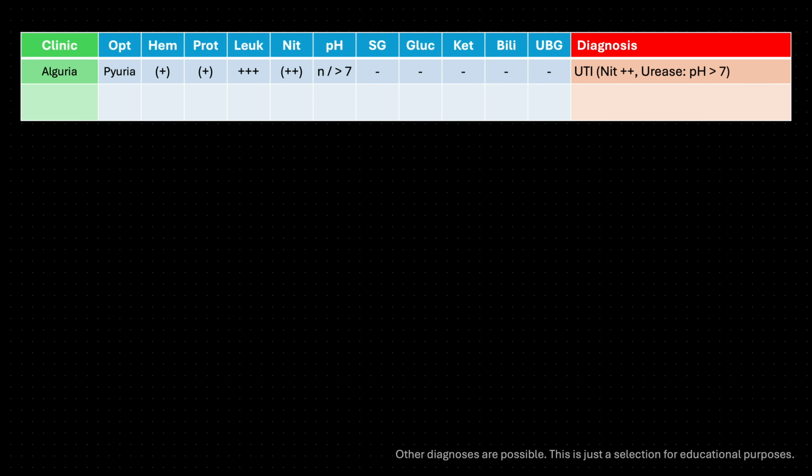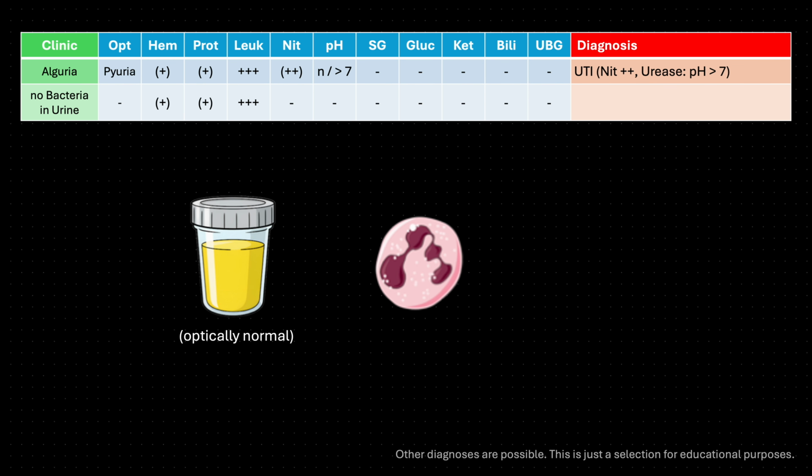Alright, here's the next one. Again, in this example, leukocytes are positive, but this time there is no bacteria found in the urine. So what's your guess?